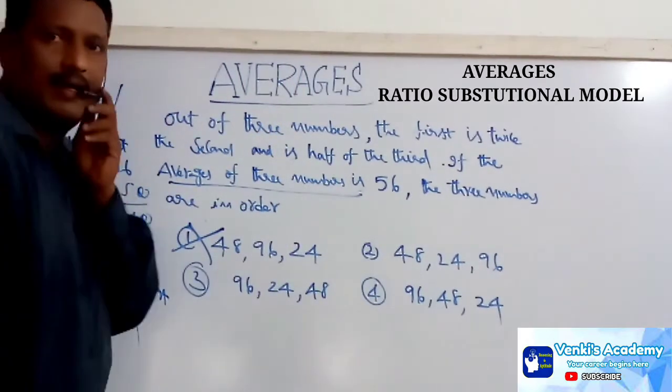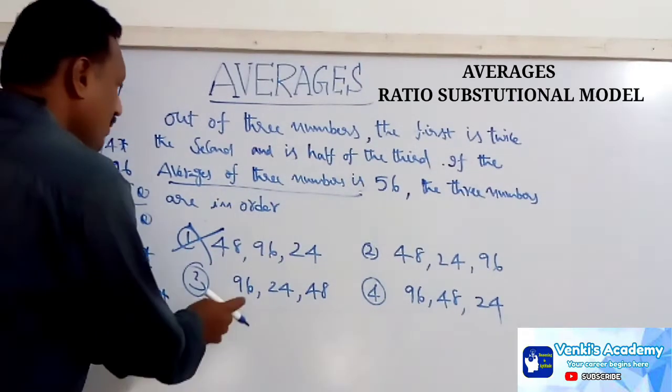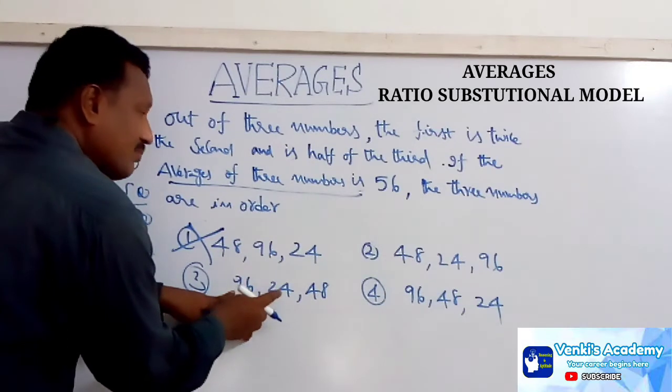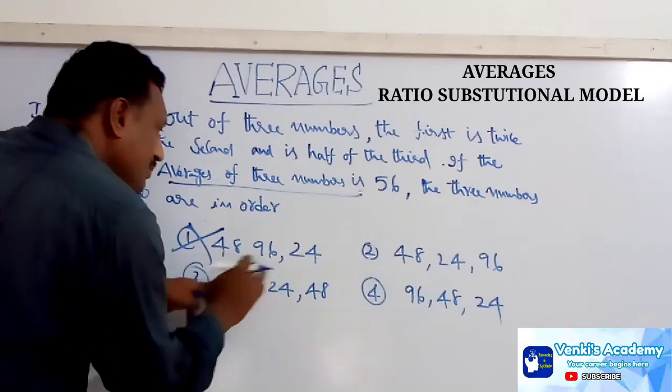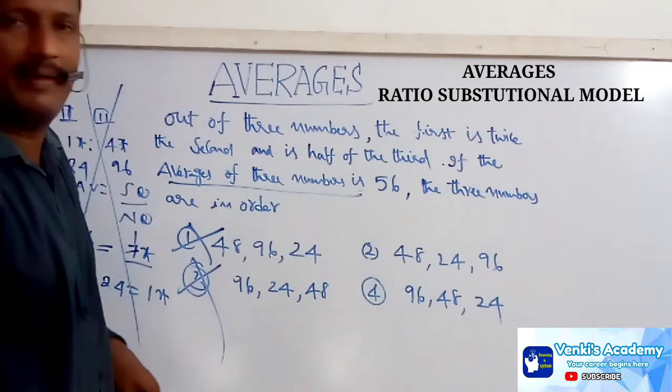Let us see how options 3 and 4 may not be answers. Let us check. First is twice the second. Here the second number is 24. Double means 48. Here it is 96. So the third option won't fit this statement.